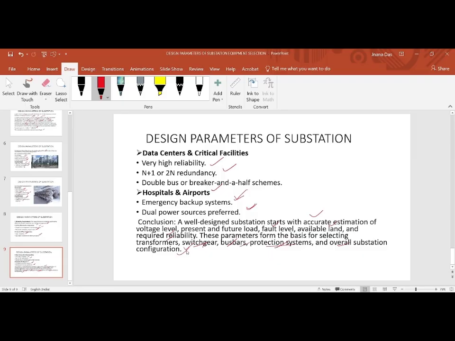So these are the details about the design parameters, or input design parameters, of the substation, which are very much essential to further calculate or select the proper sizing or rating of the equipment of the substations.